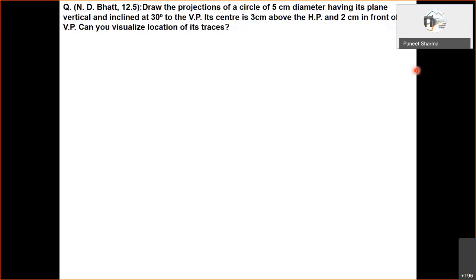Now this center is 3 centimeter above the HP. So this condition we can fulfill in the first step itself. We draw the XY line, and then above the XY line we place the center of the circle at a 3 centimeter distance. So 30 mm.